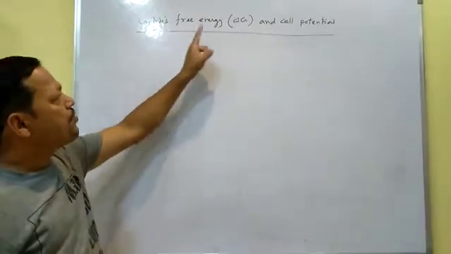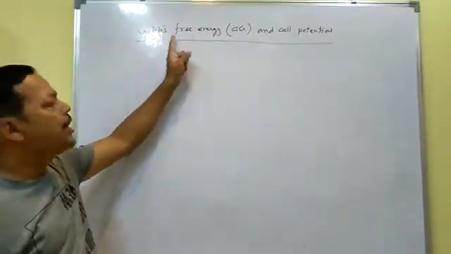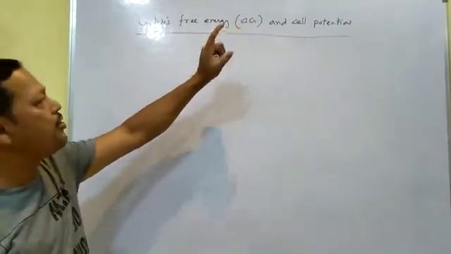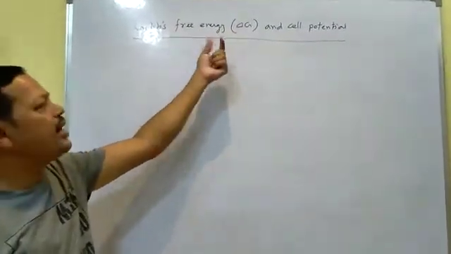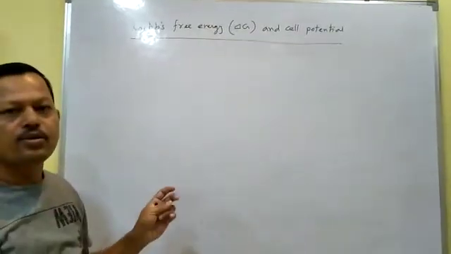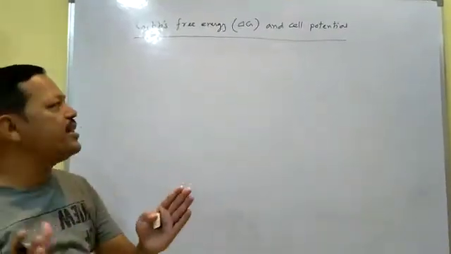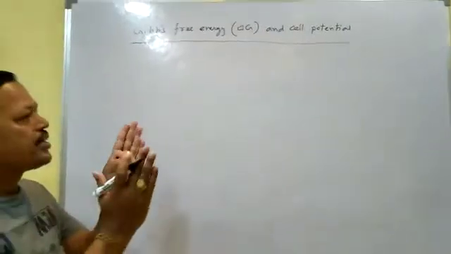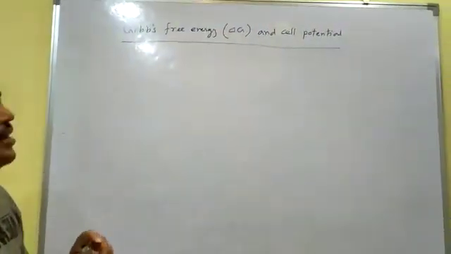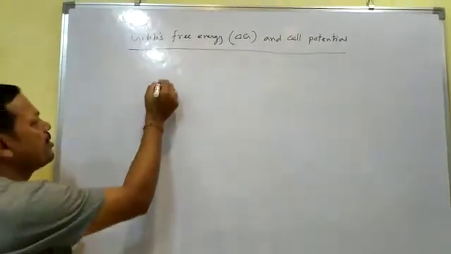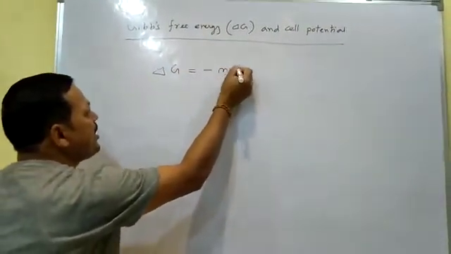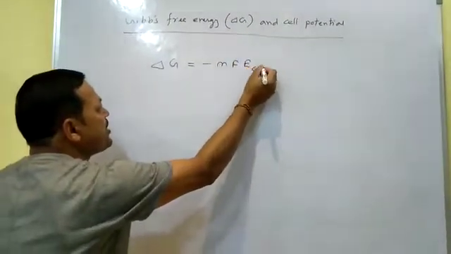Now Gibbs free energy and cell potential. Gibbs free energy is represented by delta G. It is one of the thermodynamic terms in class 11 you have got. This Gibbs free energy delta G is also related with the potential of the cell. So just you have to know the relation. What is the relation between the cell potential and the Gibbs free energy delta G? Just you have to know the relation. The relation is delta G is equal to minus nF E cell.